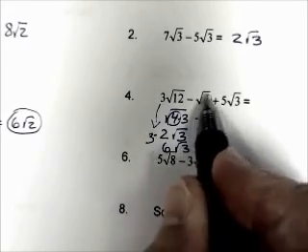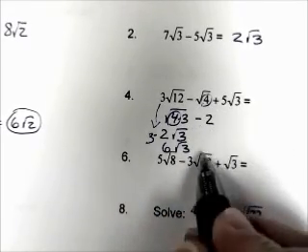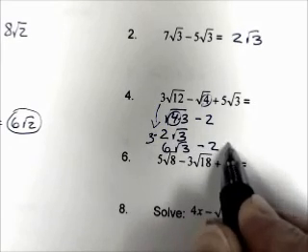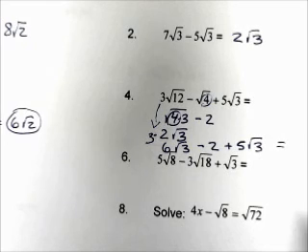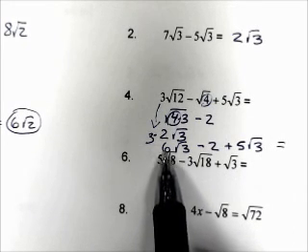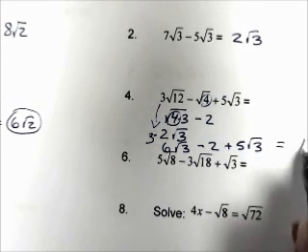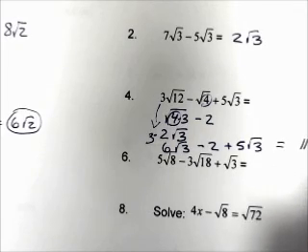minus the square root of 4, that's perfect, is 2. So we have 6 square root of 3 minus 2 plus 5 square root of 3. Combining like radicals, 6 plus 5 is 11. 11 square root of 3 minus 2.